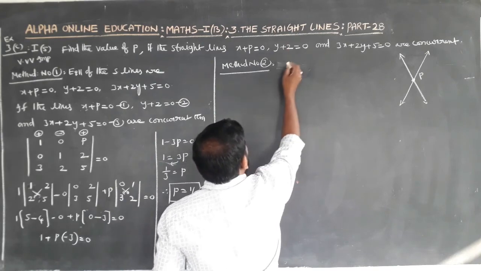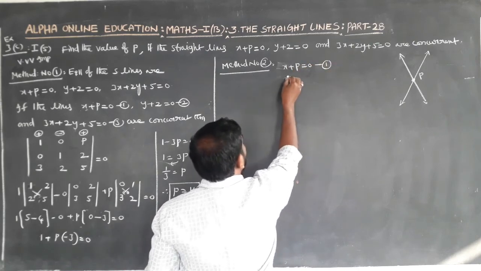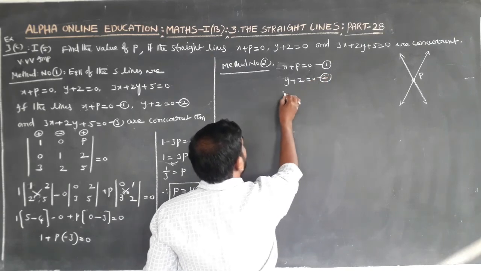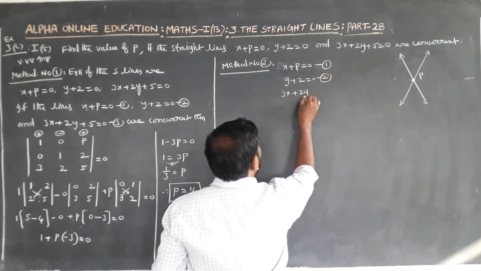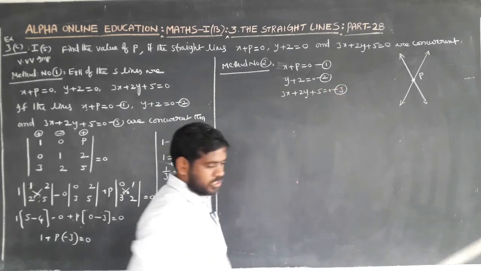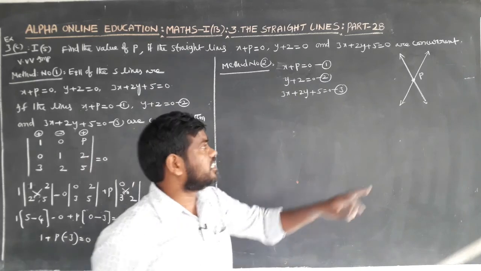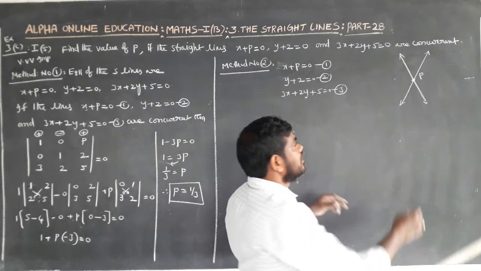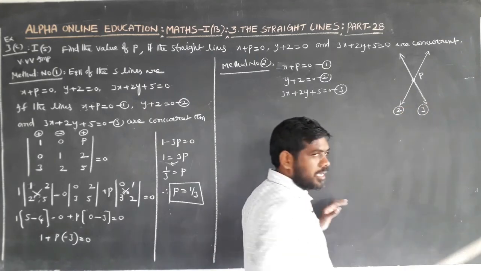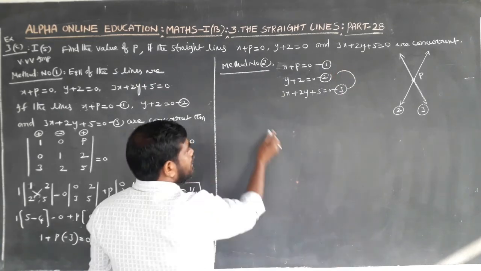First equation is x + p = 0. Second equation is y + 2 = 0. Third equation is 3x + 2y + 5 = 0. First of all, we find the point of intersection of lines 2 and 3, so we solve 2 and 3.